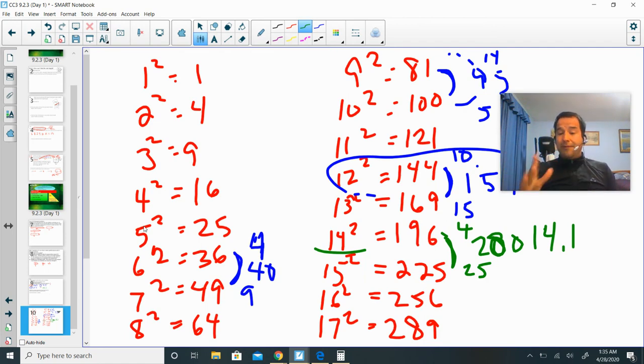Square roots, hopefully you feel comfortable with them. We've done some work with them. Do the homework. Try it tomorrow, and we'll see how it goes, okay?